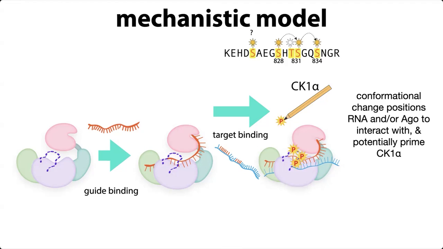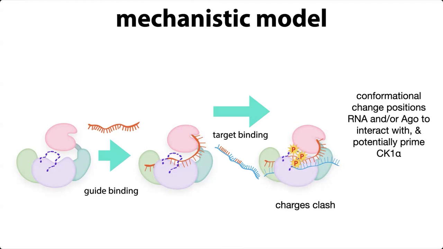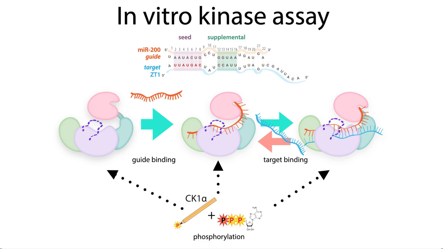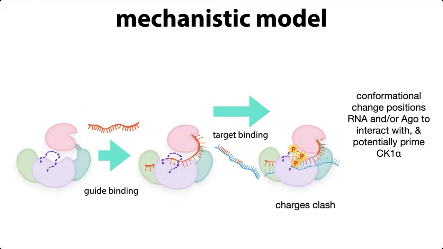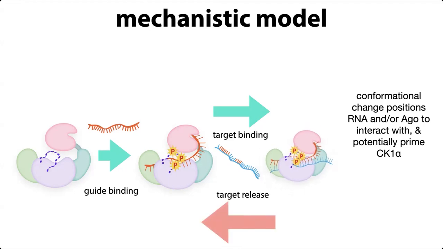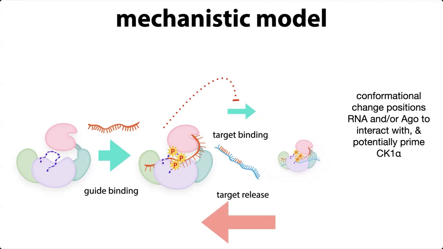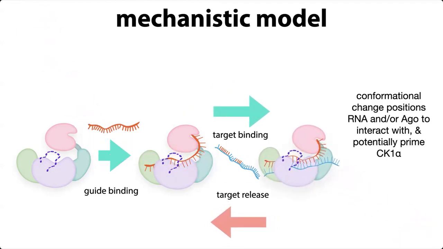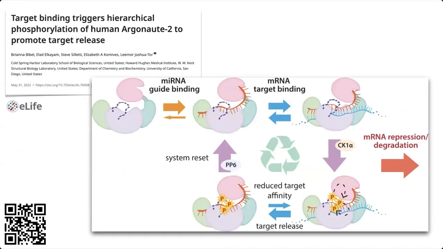So I did a lot of phosphorylation assays with a bunch of different mutants, trying to figure out the order of phosphorylations. Ultimately, we came up with this hypothesis that when you have those phosphorylations, you have a bunch of negative charges that clash, leading to target release. Argonaute, then phosphorylated, is repressed from binding further targets. However, then the phosphatase PP6 can come in, dephosphorylate things, and argonaute can do it all again until CK1 alpha comes back. If you want to learn more, check out the eLife paper.